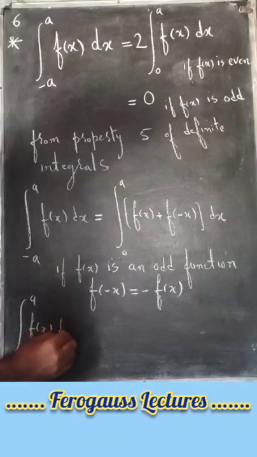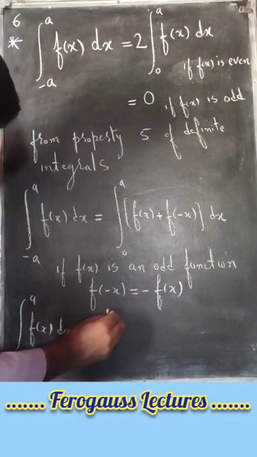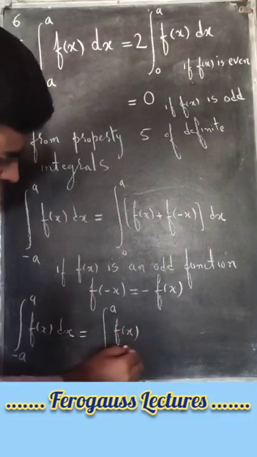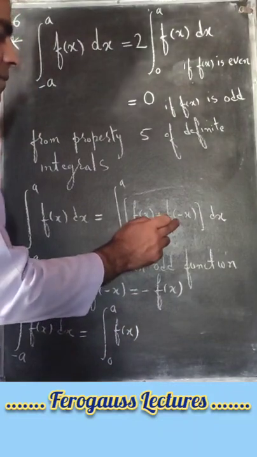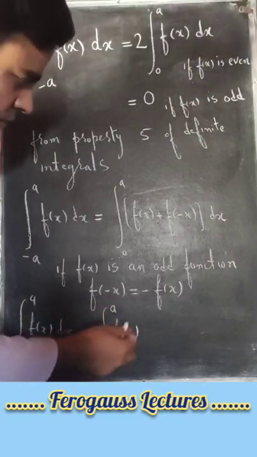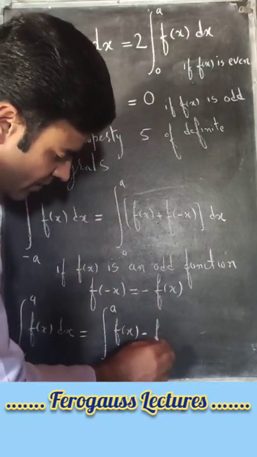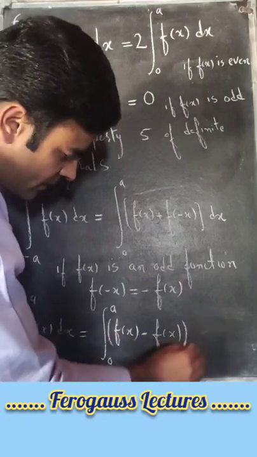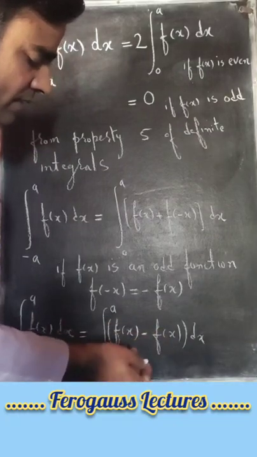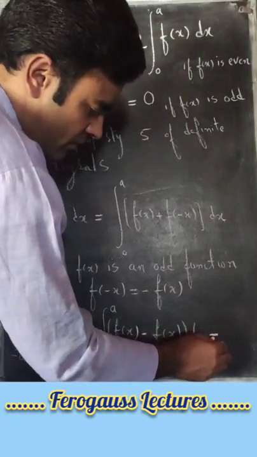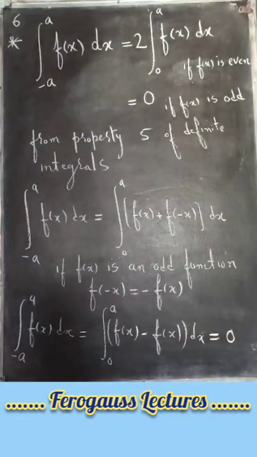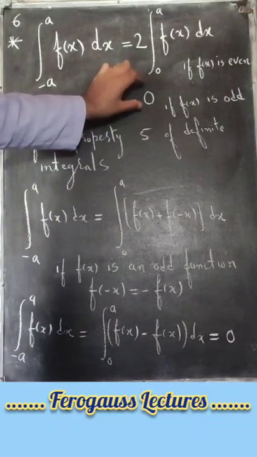f(x) dx is equal to integral 0 to a of f(x) plus, now instead of this f of minus x we can write minus times f of x if f(x) is an odd function, so we can write here minus times f of x dx. Now we have plus f(x) minus f(x), so they cancel each other, we get 0. Okay, so this proves the second part.